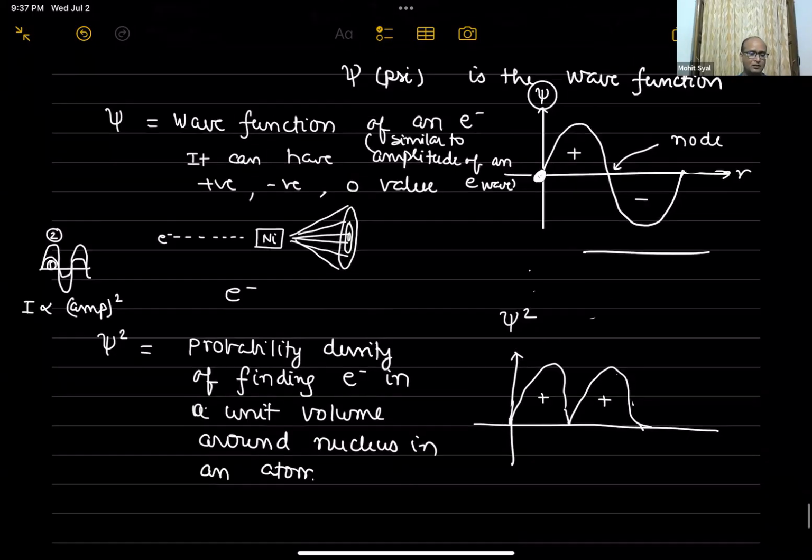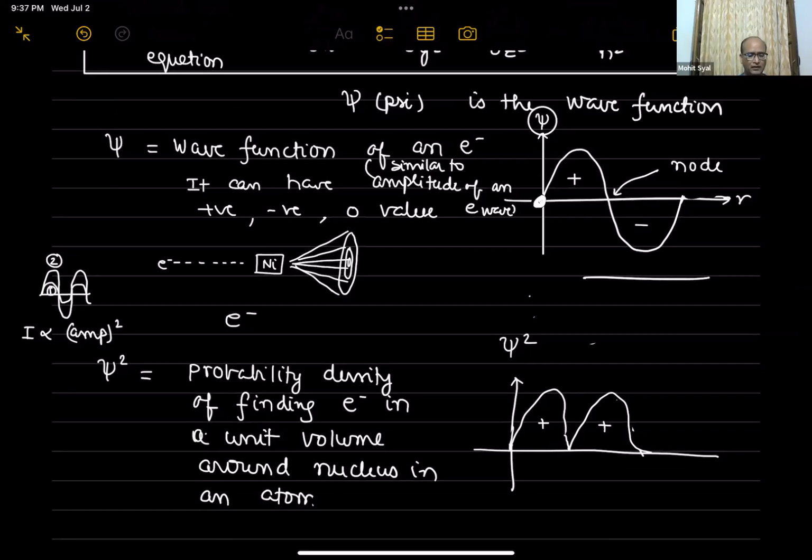So psi represents the amplitude of the electron wave. Psi square is the square of the amplitude. Just like in the light wave, where the square of the amplitude was giving us the intensity of the light, the square of psi is giving us the intensity, not of the light waves, but of the wave of the electron. Intensity means how much density of that electron is there per unit volume.